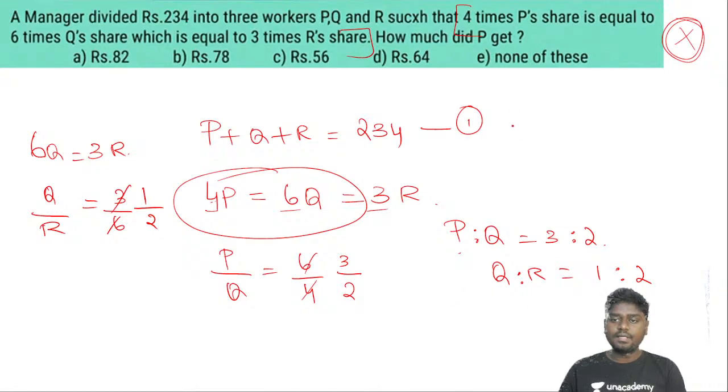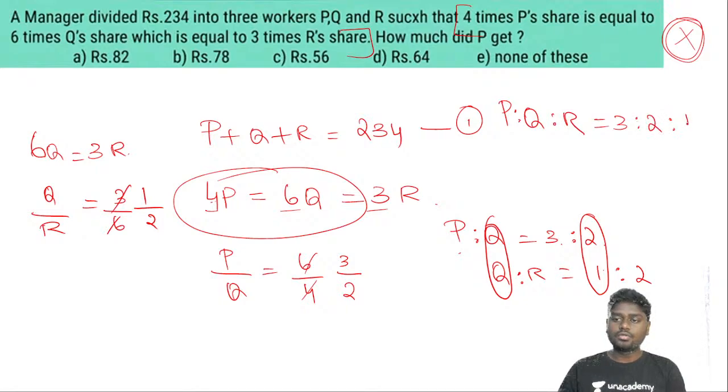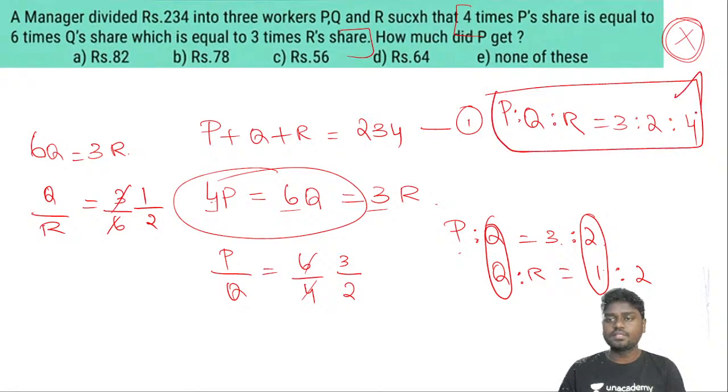Here, if I simply try to find the combined ratio of P is to Q is to R, Q is the common term, and if you try to combine these, these are the ratios of Q. So you'll be getting 3 into 1, it is 3, 1 into 2, it is 2, and 2 into 2, it is 4. That's it. So you have got the combined ratio of P is to Q is to R.